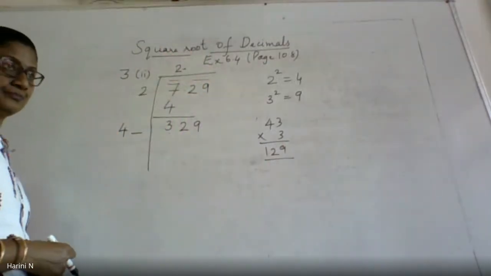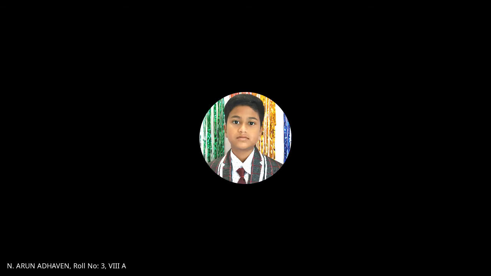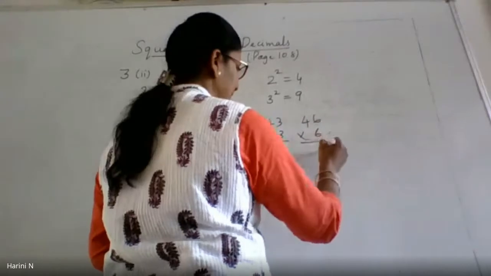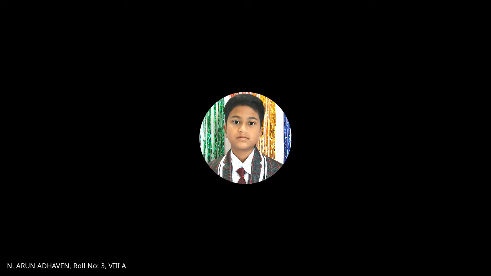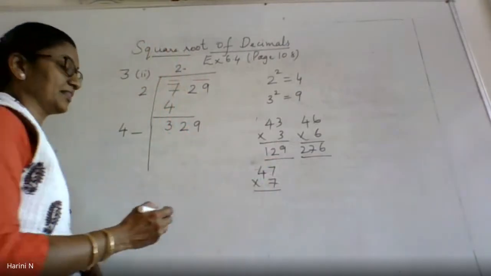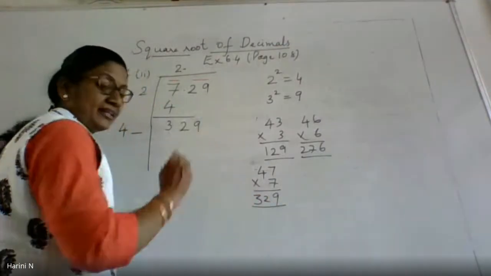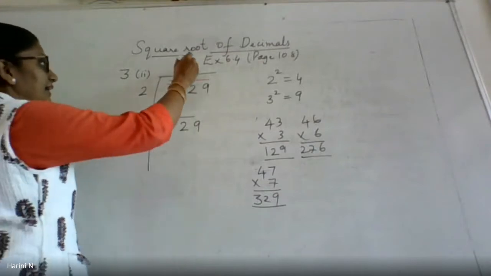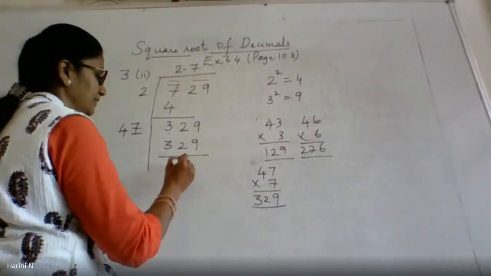Still can I go? The digit could be 7, because I want it to end in 9. 47 into 7, because 7 square is 49, ending with 9. Exactly, I am getting 329. So this digit has to be 7, and hence this will be 7. 7 47s are 329. It completes the division.